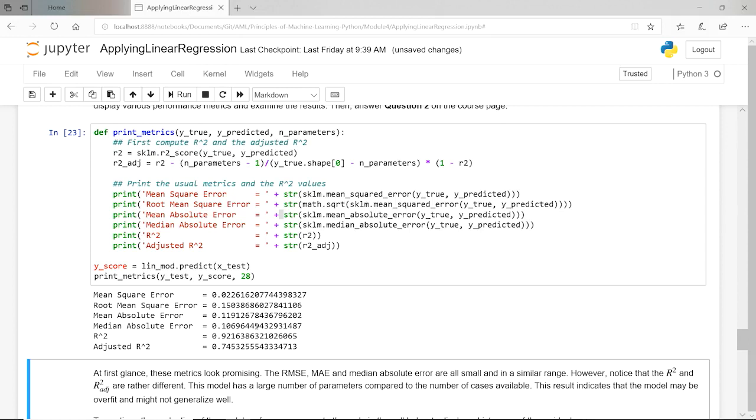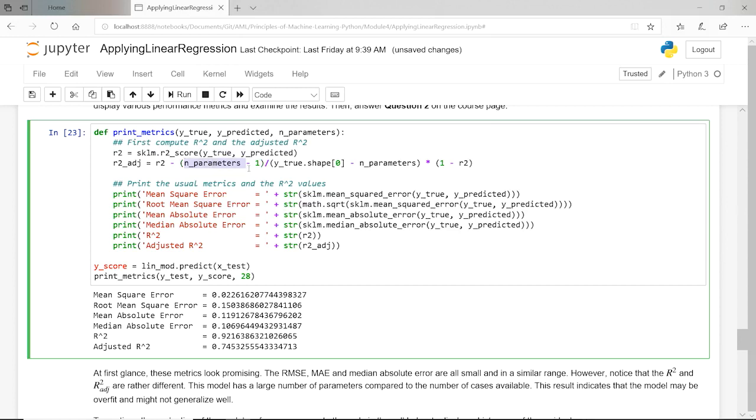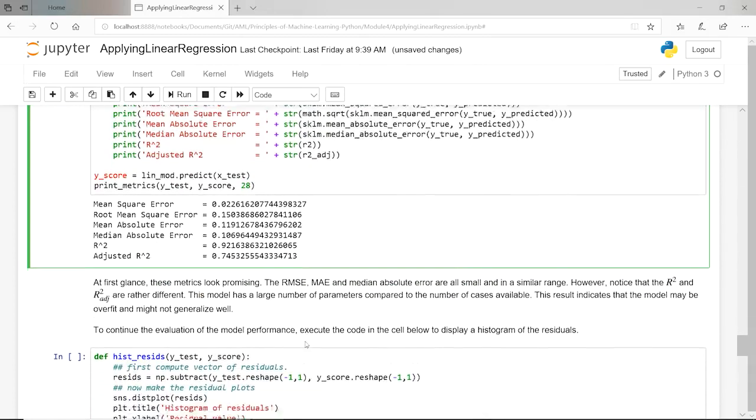Remember, R squared is effectively 1 minus the ratio of the variance of the residuals divided by the variance of the original label value, which is the price. But for adjusted R squared, because we have a fair number of model parameters, this n params is fairly large, and the number of data samples used in the training data is fairly small, there's a big difference there. That's something to keep in mind. What that means is that we don't have that much confidence in R squared or adjusted R squared because of the bias adjustment.